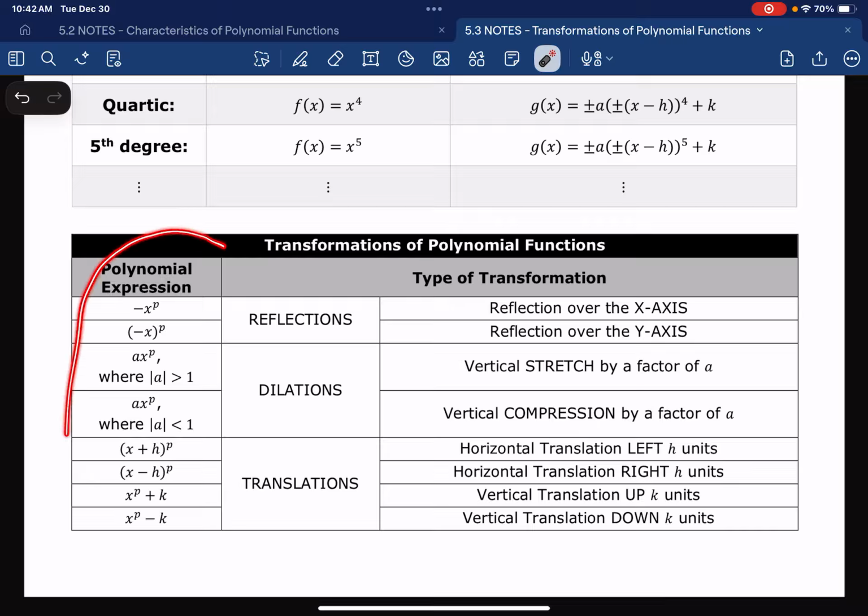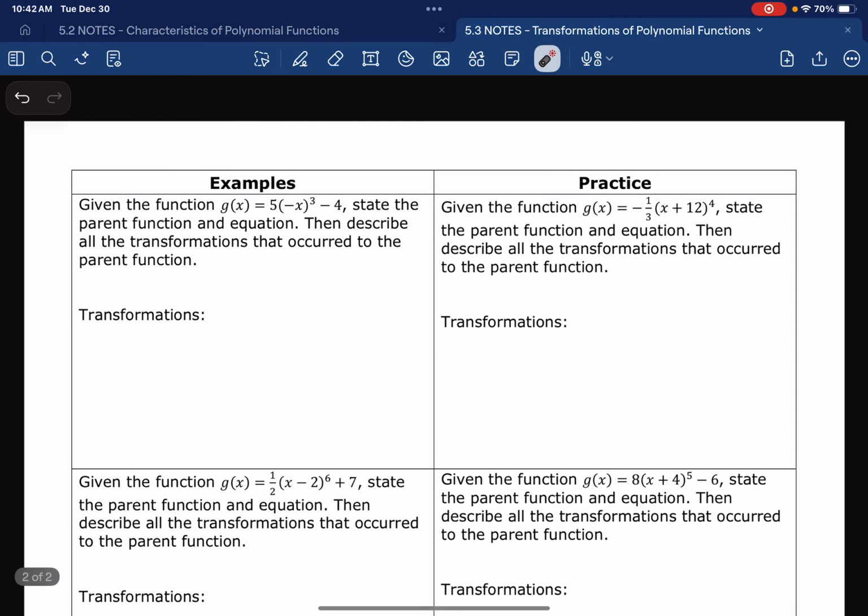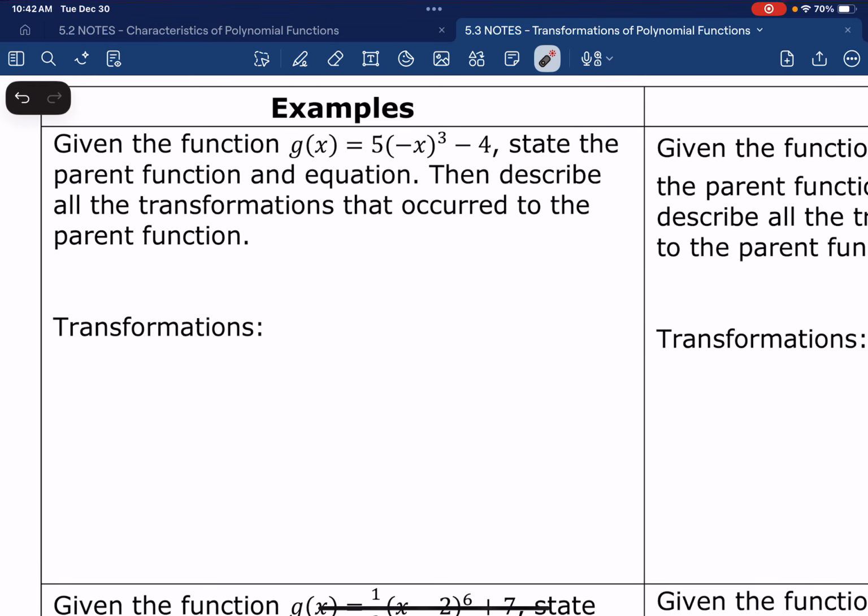And over here are the ways that we would transform our polynomial expression, just in case you ever want to look back at this table and kind of identify where these different values are located. But I think it's easier to understand actual examples. So let's go ahead and do some of those. Given the function g of x equals 5 parentheses negative x to the third power minus 4, state the parent function and the equation, and then describe all of the transformations.